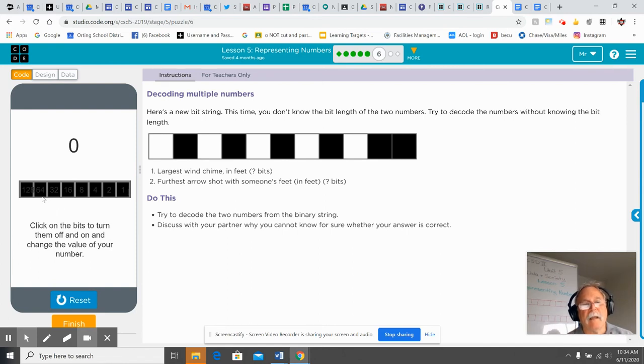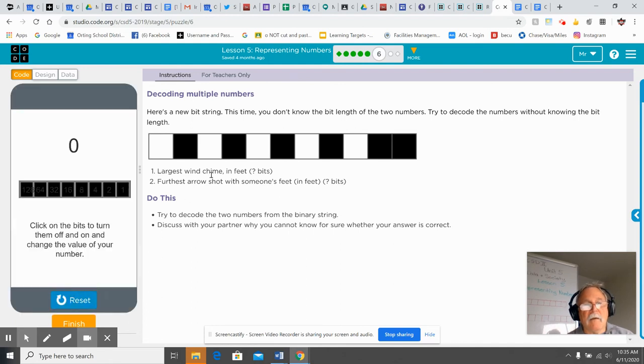42, we know that 1, 2, 3, 4, 5, 6, 7, a 7-bit widget would put us at 64. That's too much. Our number again is 42. So let's start with the 6-bit widget. There's 32, and we want to get 10 more. So we want to go with the 8 and the 2, and that gives us 42. So we've found out that the number of bits is 1, 2, 3, 4, 5, 6. So we're using a 6-bit widget to find the answer to the largest wind chime in feet, which was 42 feet. Okay, let's reset it.